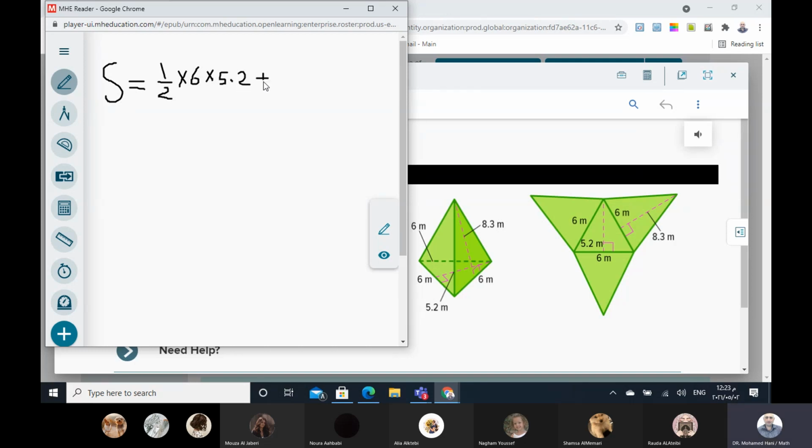Plus. How many lateral faces do we have? We have 3 congruent lateral faces. So multiply here by 3 times the area of the lateral faces. Also we have a triangle, so the area will be 1/2 multiplied by the base, which will be 6, so times 6, times the height, or the length, 8.3.